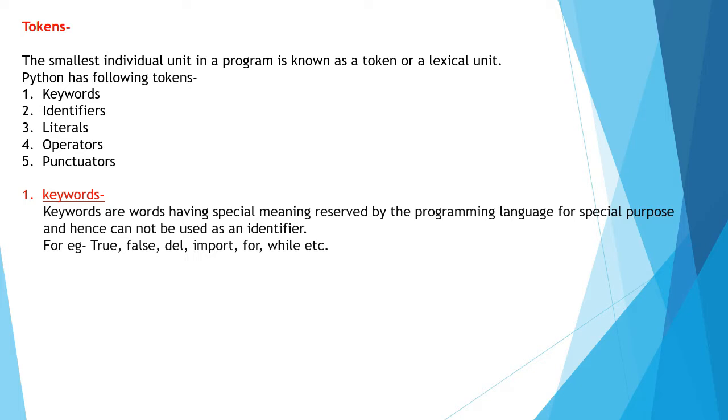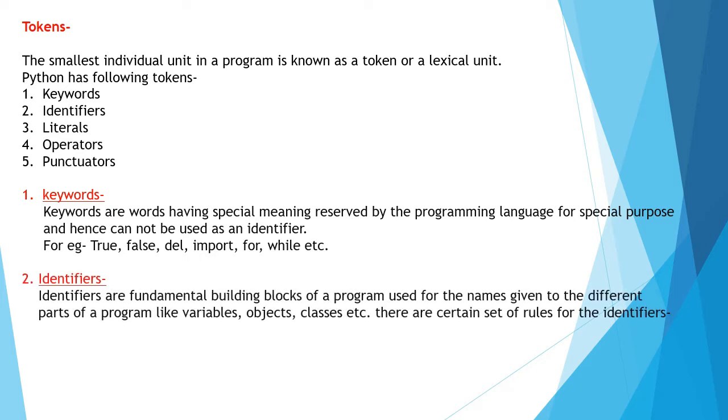Now let's see the second one, identifiers. By the name you can understand, identifiers are used for identifying things. Identifiers are fundamental building blocks of a program, used for the names given to the different parts of a program, like variables, objects, classes, etc. So if you are writing any source code, you will have variables, objects, and classes.